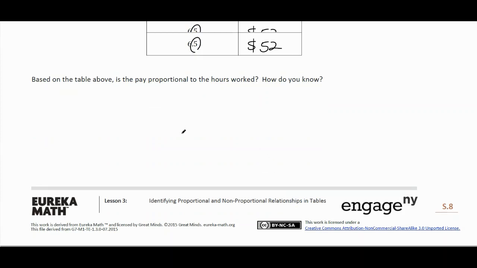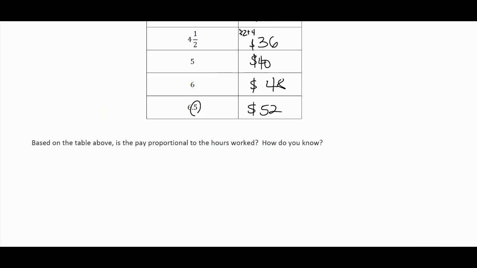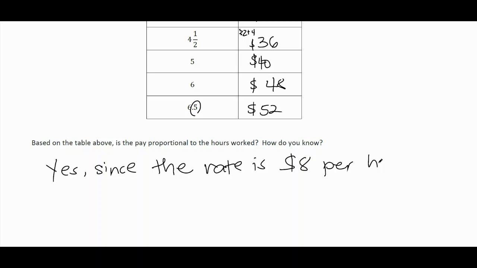Okay, based on the table above, is the pay proportional to the hours worked? Yes, since the rate is $8 per hour.